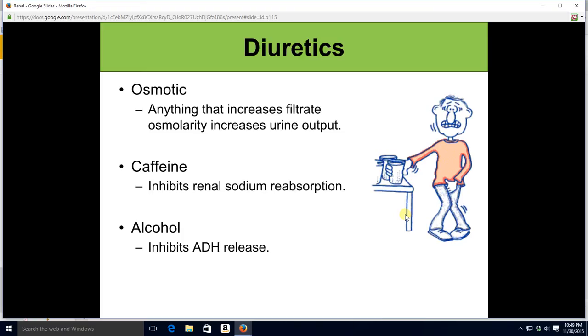Let's talk about diuretics for a bit. Diuretics are anything that make you pee more. So water, any drink, is going to be a diuretic. It's going to make you pee. Anytime you increase blood volume, it's going to make you pee more. Anytime you dilute blood, it's going to make you pee more. There are other things, though.